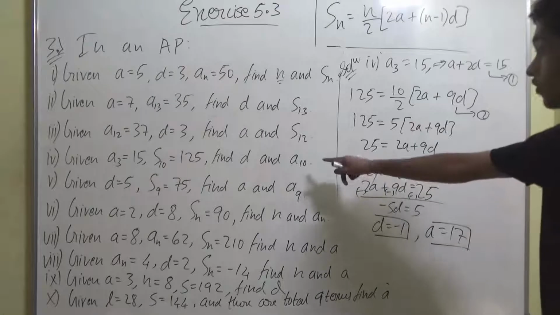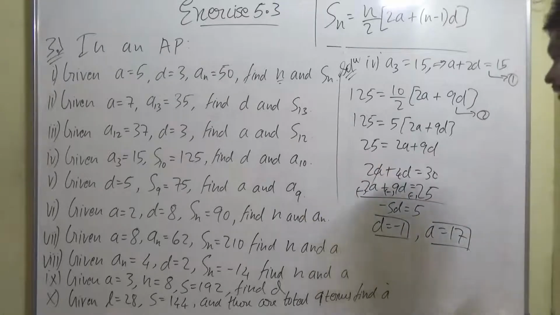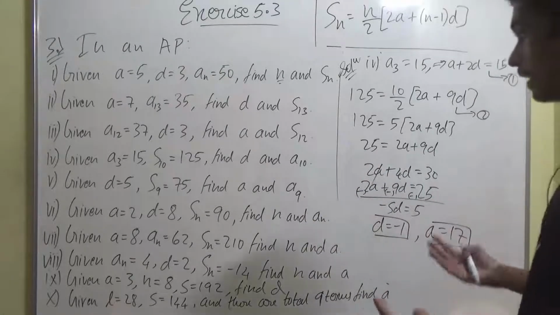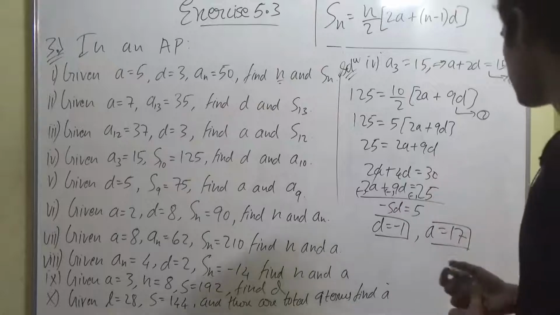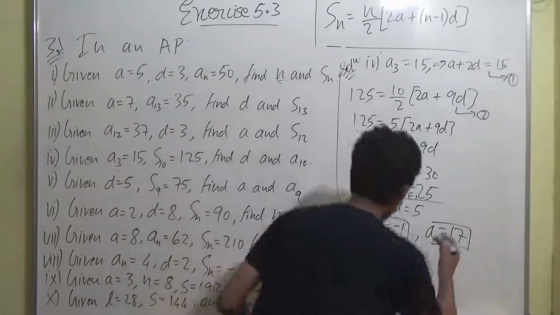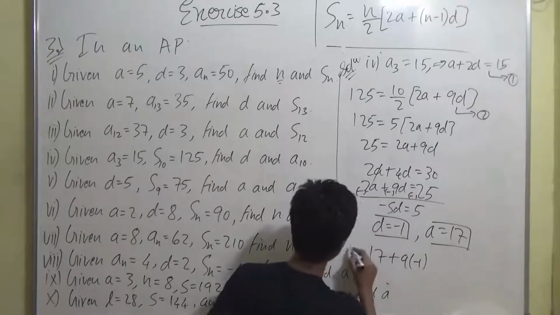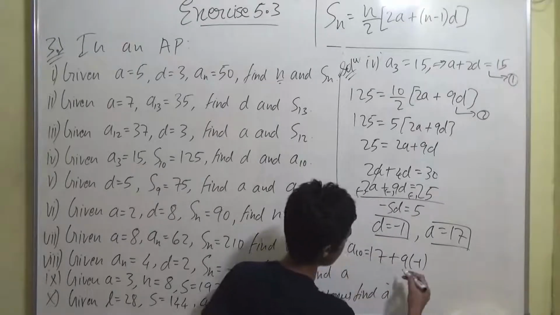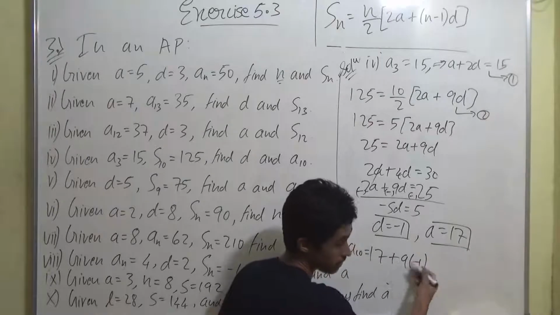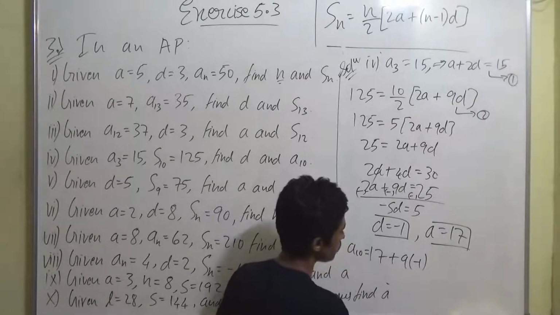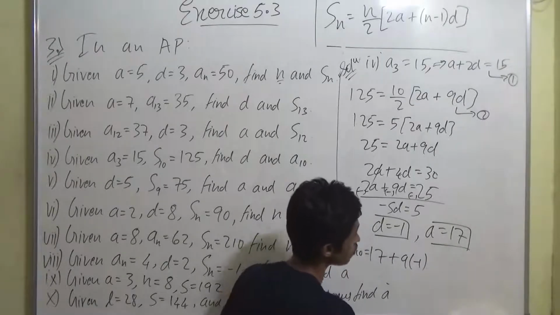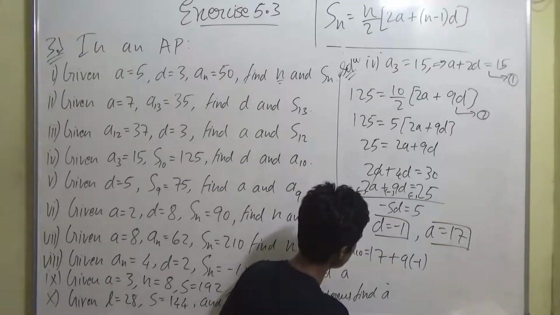Now we have to find a of how much? 10. So a10 will become a plus 9d, right? A of 10 is a plus 9d. It will become 17 plus 9 into d. This is a10. This will become equal to 17 minus 9, since 9 into minus 1 is minus 9. So 17 minus 9 is going to become equal to how much?